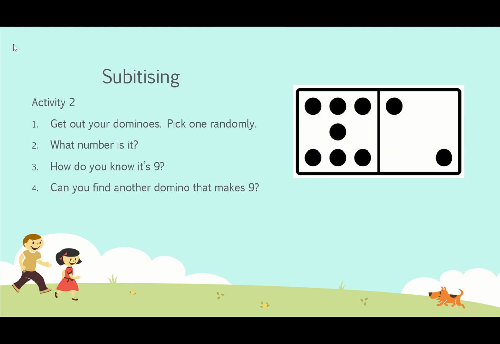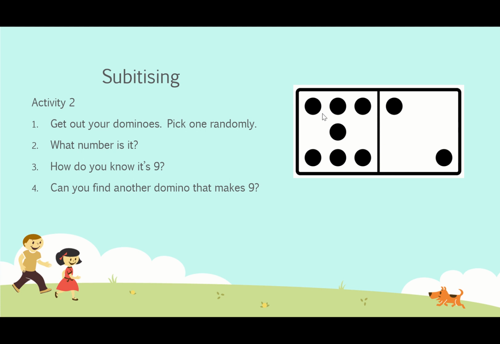So another activity is using dominoes. Again, we will upload flashcards if you don't have dominoes, but if you do, then we would encourage them just to pick one randomly. What number is it? And how do you know it's that number? How do you know it's 9? So they might look at this along here and recognise the 3 and the 1, because the 3 and the 3 is similar to that dice pattern.